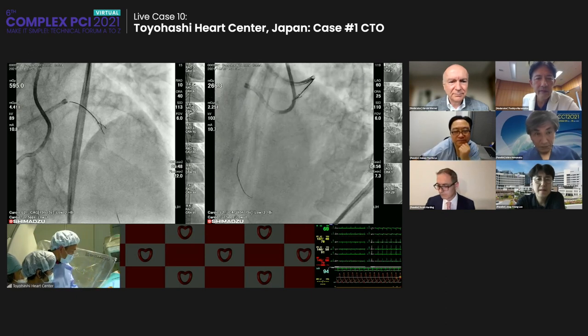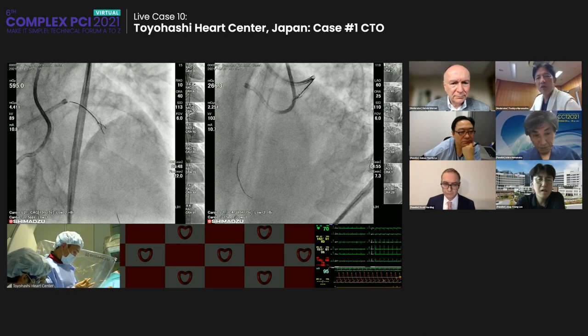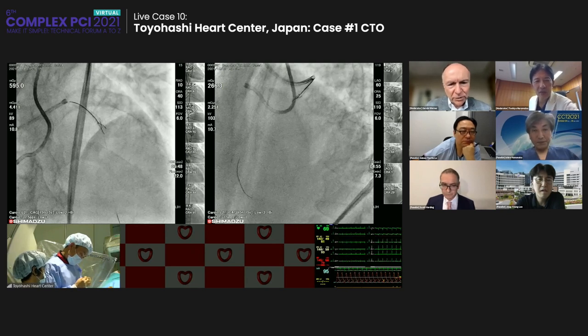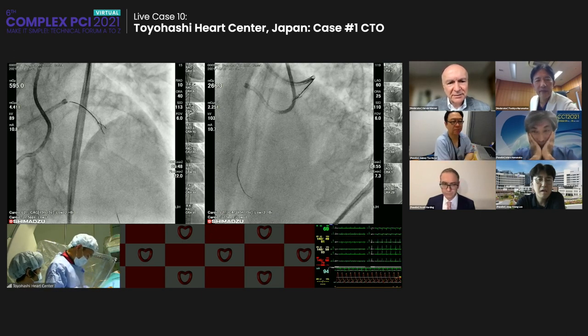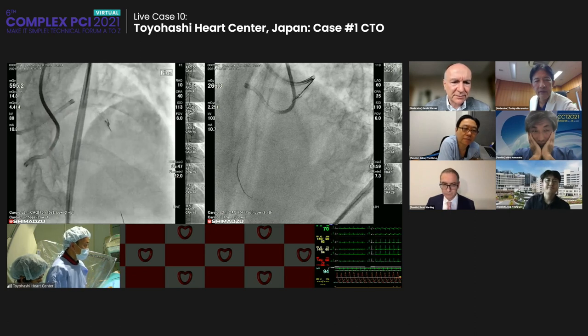Yeah, something is different. So one way would be, as you are definitely inside, to open up the proximal stent a little bit better, and then you could get a good contrast flow to guide without risking to lose the diagonal access.